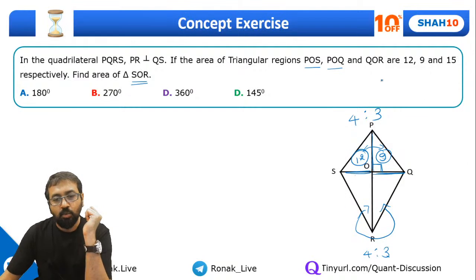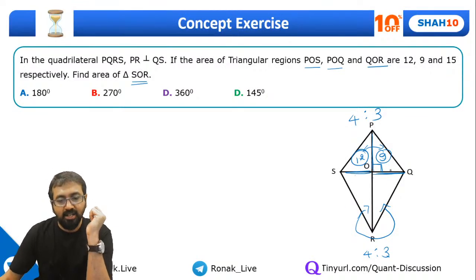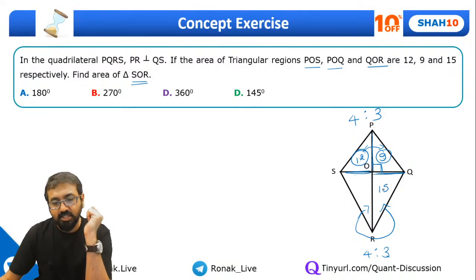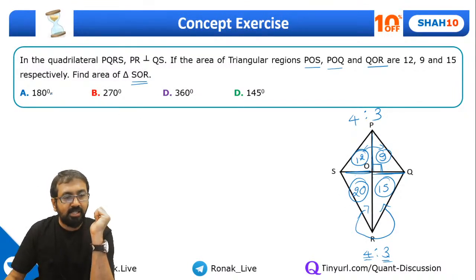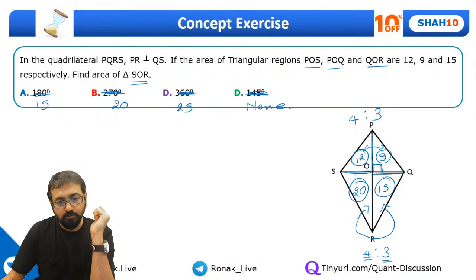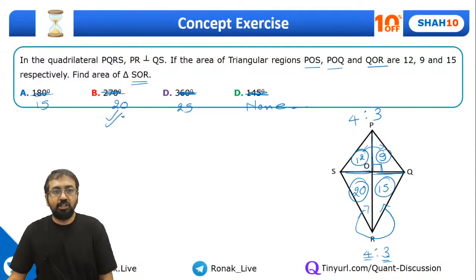That means these 2 areas should also be in the ratio 4:3. Now what is the area of QOR? It's given as 15. So this has to be 20. Only then will the ratio of 4:3 be maintained here, right? So our answer is 20. Guys, just ignore these options. The options are incorrect. It should be something like 15, 20, 25 and so on. So we'll tick mark 20 as the option. Are you all clear with this, everyone?